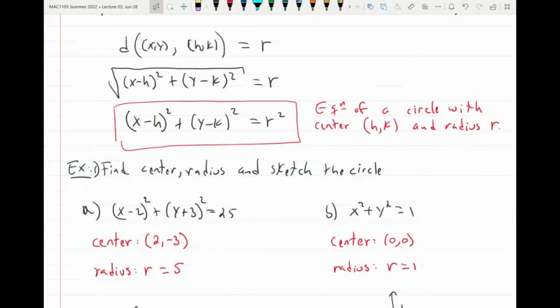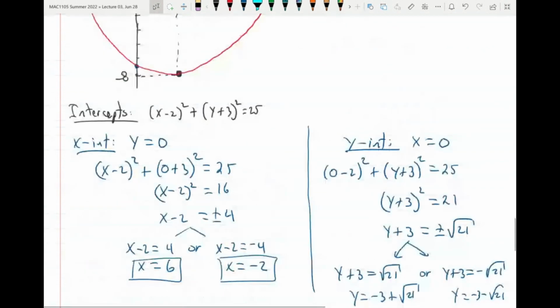Now, as you understand, I could go ahead and expand this square, combine like terms and all of that, and then you will obtain an expression like this.